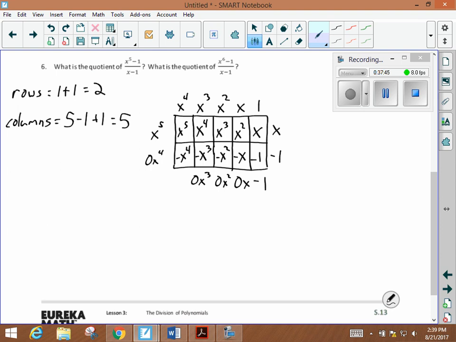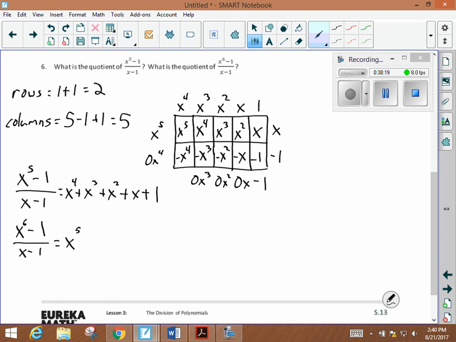Perfect. Those two match up, so I know there's not a remainder. So then I know the quotient of x to the 5th minus 1 divided by x minus 1 is equal to x to the 4th plus x to the 3rd plus x squared plus x plus 1. All right, if that's true, then you could make a conjecture about x to the 6th divided by x minus 1. And you would be right if you thought that this pattern continues.